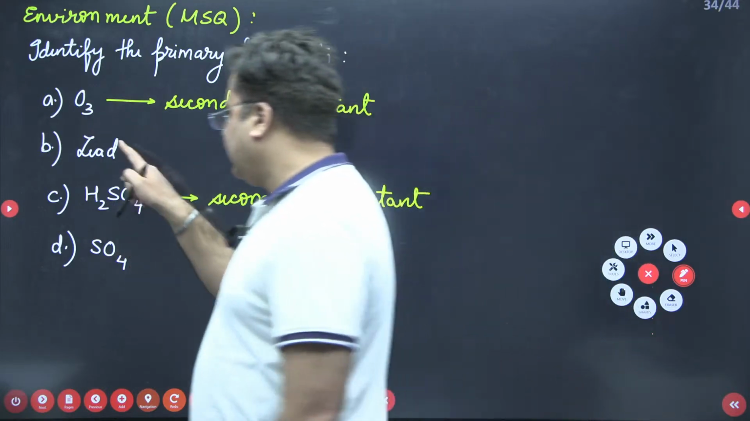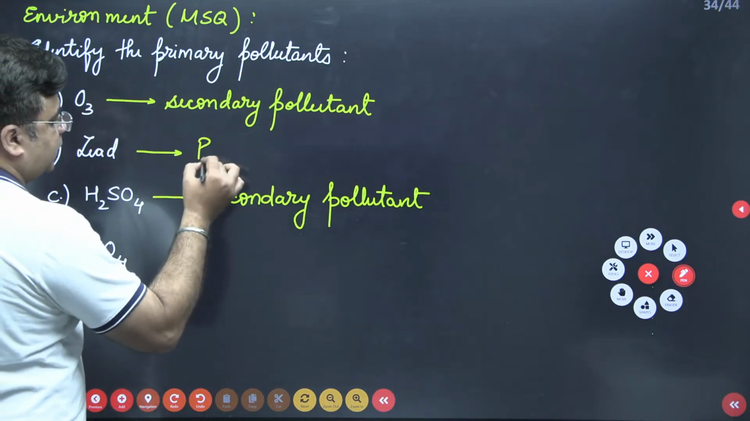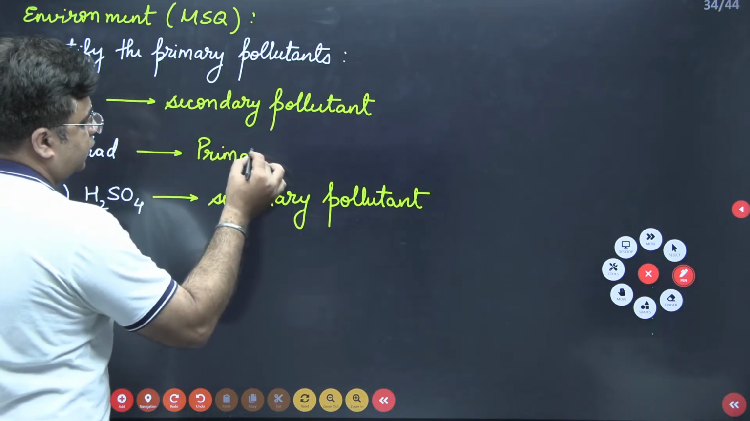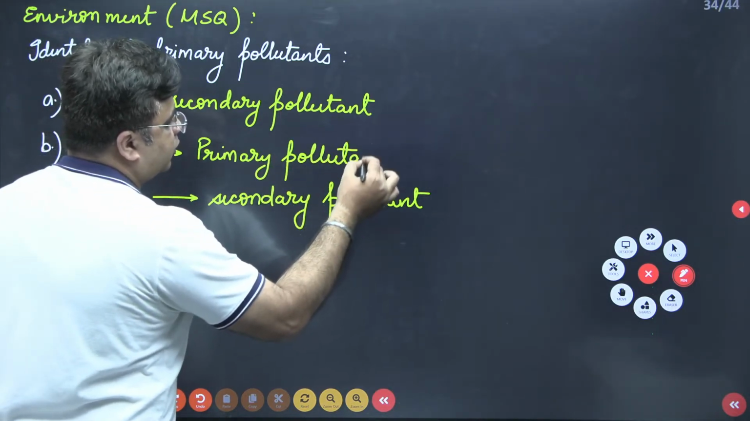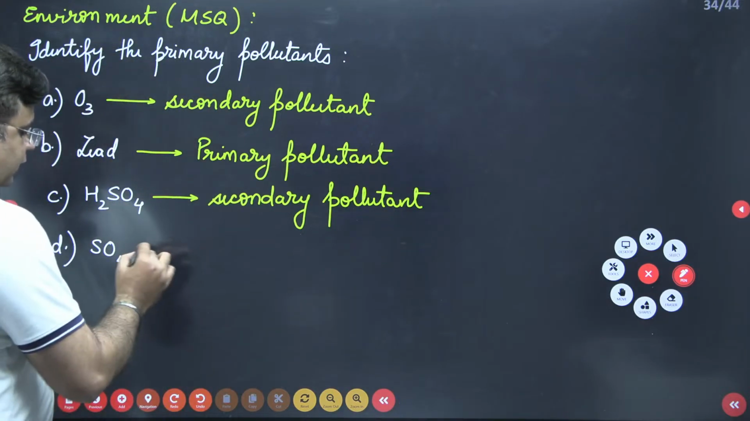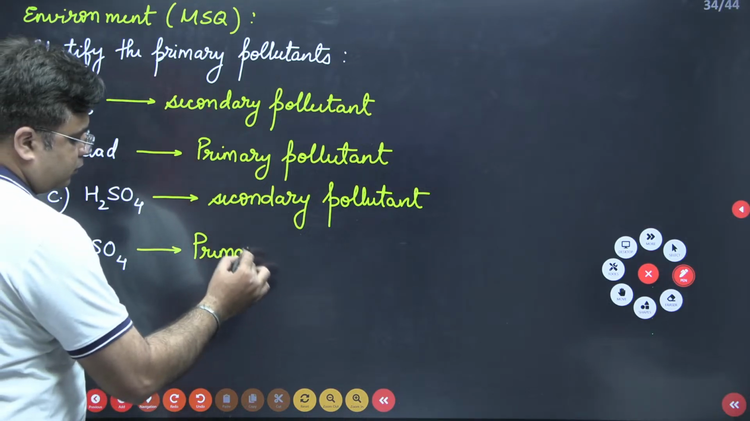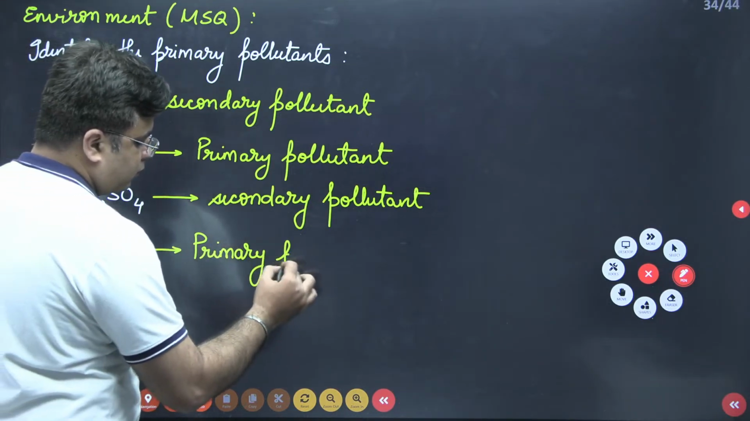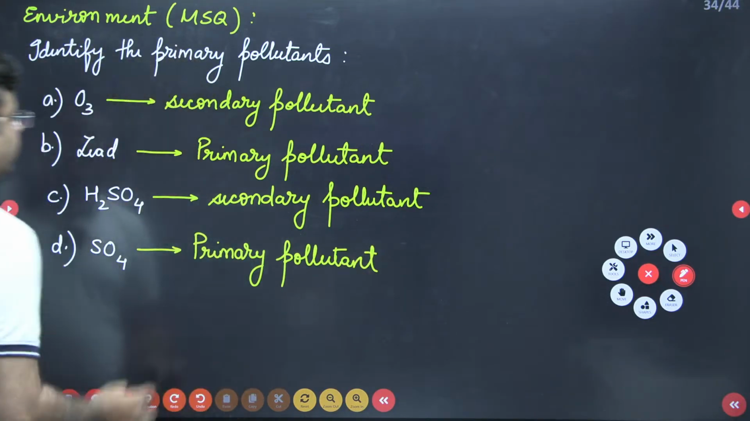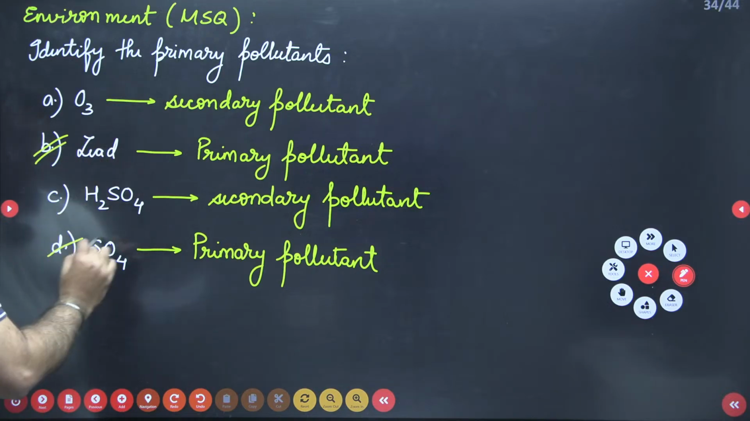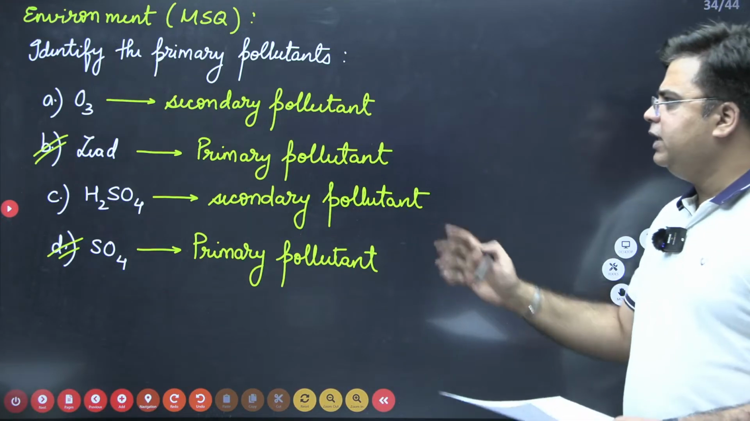Okay. Now we are left with lead and SO4. These two are primary pollutants. Lead is a primary pollutant. It is often released by the vehicles, pollution caused by the vehicles, right? And sulfate, SO4, oxide of sulfur is also a primary pollutant. So for this question, the primary pollutants are lead and sulfate, SO4, right? So this is one of the easy questions from environment.